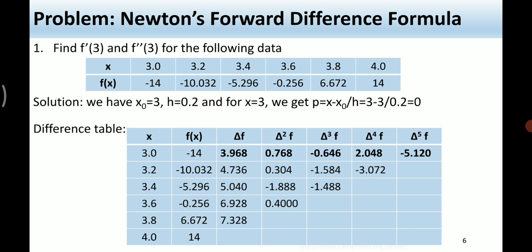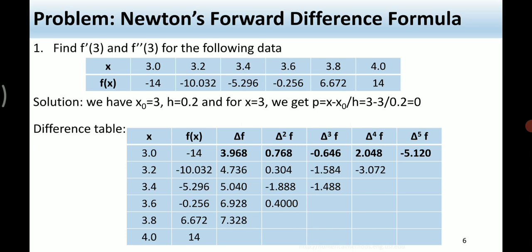So we'll see first the problem on Newton's forward difference formula. The question is, find f dash of 3 and f double dash of 3 for the following data, that is the first derivative and the second derivative.